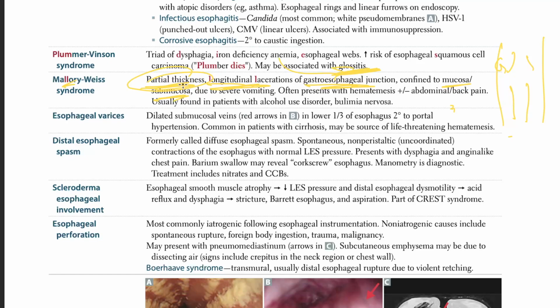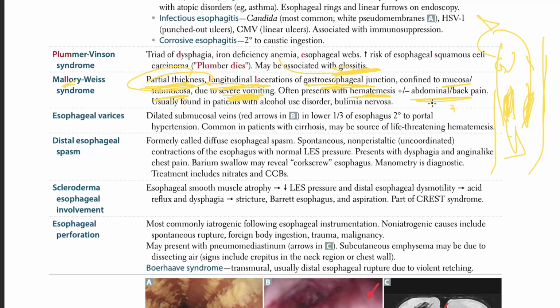It's only a partial thickness ulcer. That's the Mallory-Weiss. It is going to be confined to the mucosa because it is due to severe vomiting. Why did it occur? Because of severe vomiting. Often presents with hematemesis, because you have the blood, right? If you did the mucosa submucosa damage, you got the blood into the esophagus, which is going to go out as hematemesis, right?